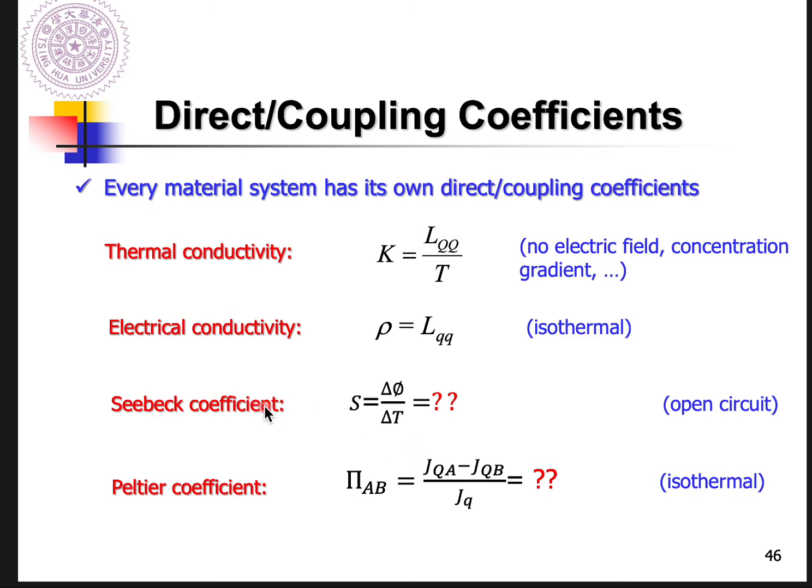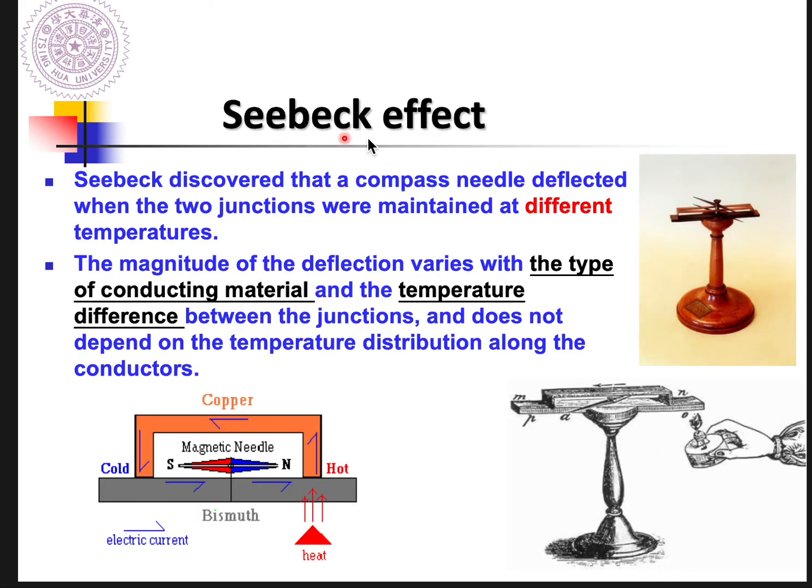Because these are also intrinsic material properties, you need to measure them under specific boundary conditions. Then you can get the accurate, correct Seebeck coefficient of this material. So for the Seebeck coefficient, you need to measure it in the open circuit, and for the Peltier coefficient, you need to measure it in the isothermal condition. We will explain this in the following slides. I just hope you have some idea about these two effects. So let's move to the Seebeck effect.